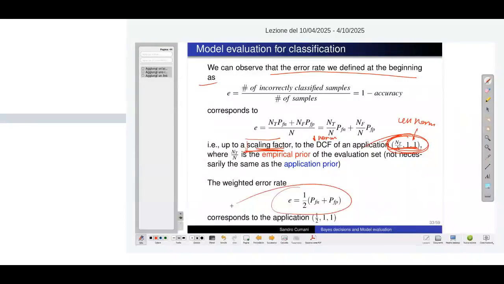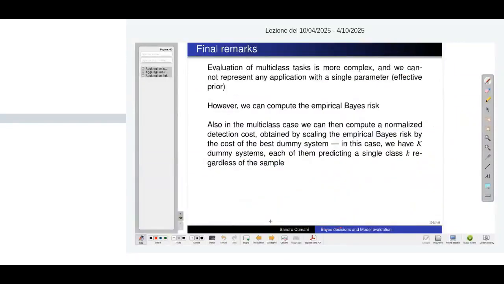Then maybe you have seen other error rates defined as, for example, the average of the error rates of the two classes. Again, this is an example of DCF, an application with costs equal to 1 and prior class probability equal to 1/2. So many different measures can be cast as a specific case.